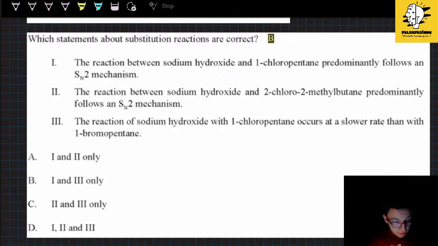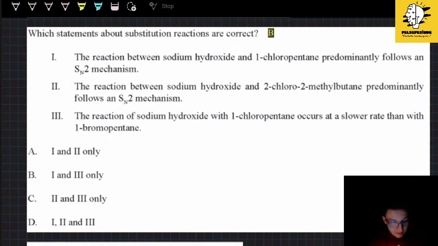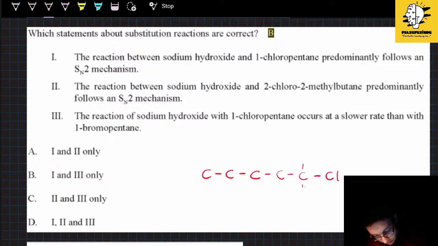Yeah. Which statements about substitution reactions are correct? It says the reaction between sodium hydroxide and 1-chloropentane predominantly follows SN2 mechanisms. Let me draw 1-chloropentane for you. It will be 1, 2, 3, 4, and 5. So since it says 1-chloro, let's draw it from this side. Those are hydrogens, by the way. I'm writing them so fast.